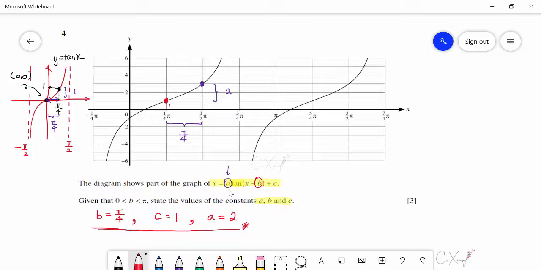So for this particular question, generally I compare the original tangent graph with the diagram given in the question. The reference points that I am using are (0, 0) and (pi over 4, 1). I compare them with the new points that we have here. And from all this knowledge, all the points here, I derive and figure out the values of b and c first, followed by the value of a.